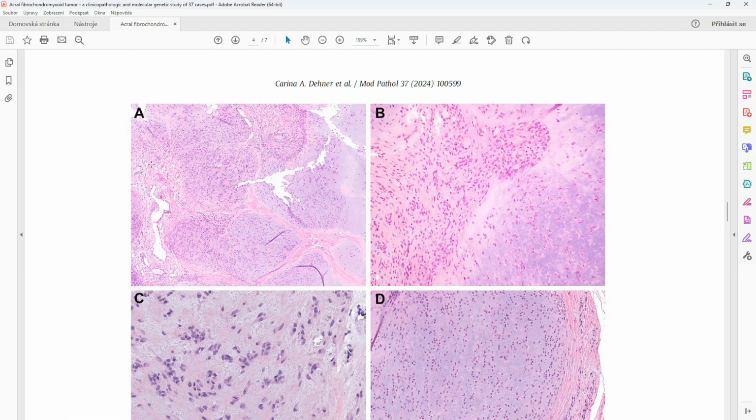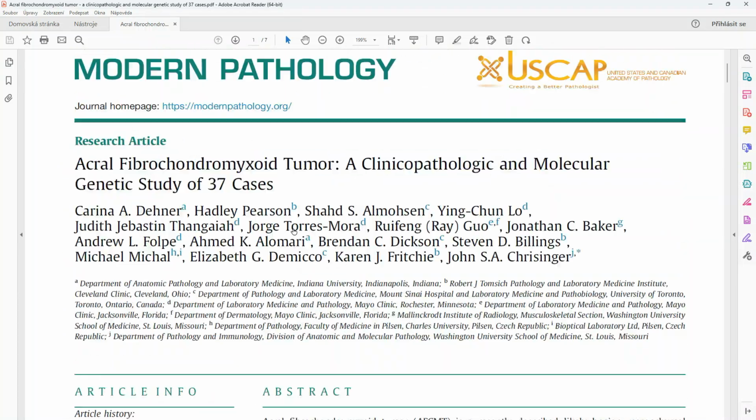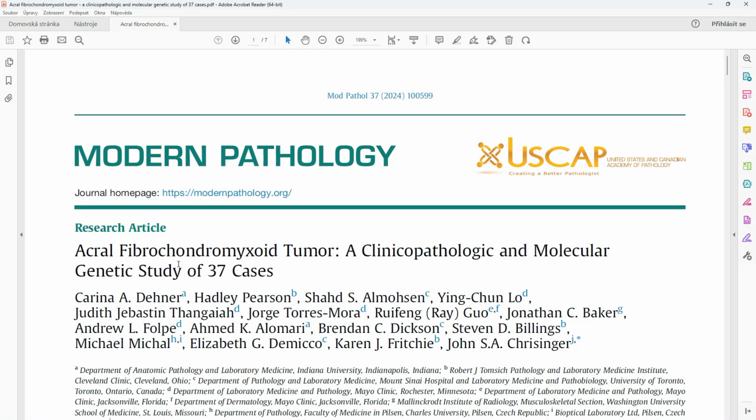Okay, here are the prominent vessels between the septae that separate the nodules. Okay, so acrofibrochondromyxoid tumor. Kind of an awkward name, but if you remember it, you will know how the tumor looks.